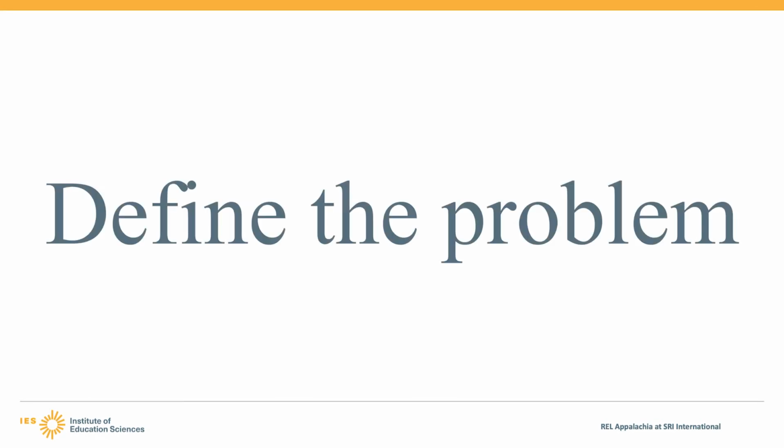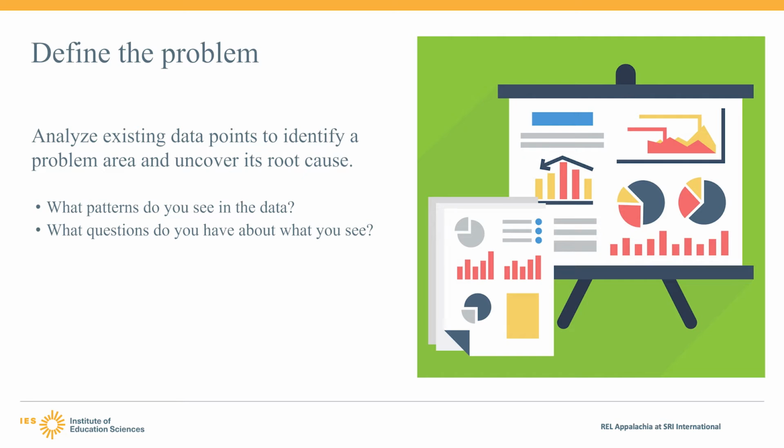Defining the problem is a process that helps a team articulate the root cause of a problem before jumping to a solution that might not be the right one. Start defining the problem by analyzing existing data points related to the issue with your team. Ask, what patterns do you see in the data? What questions do you have about what you see? The goal is for the team to articulate the problem and its root cause so that specific action steps through a continuous improvement cycle can be formulated, enacted, and monitored.